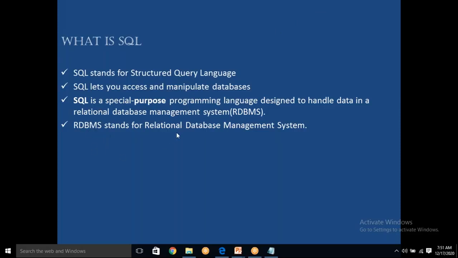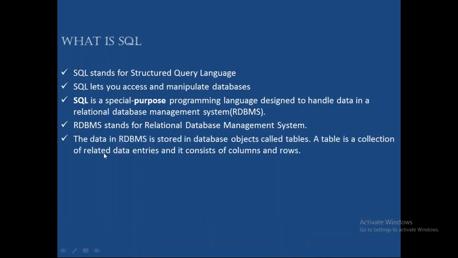Now you see, RDBMS stands for Relational Database Management System. The data in RDBMS is stored in database objects called tables. A table is a collection of related data entries. It consists of columns and rows. So these database objects are called tables.